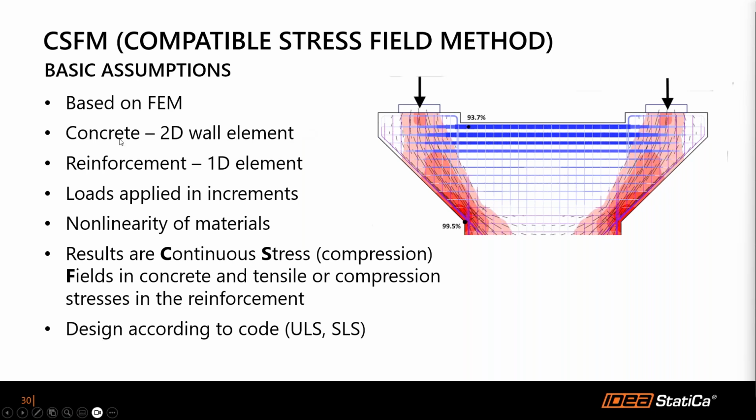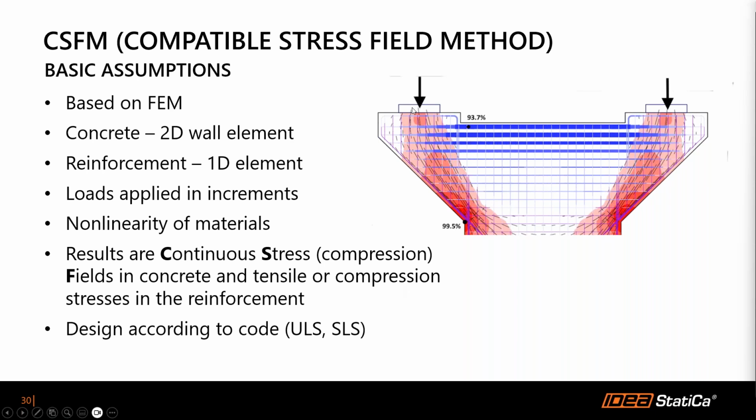In the 2D space, the concrete is modeled as a 2D wall element. Reinforcement is modeled as a 1D element. They are connected together with a bond element, so they are modeled independently. And loads are applied in increments. Non-linear stress and strain diagrams are used for all the materials, and the results are continuous stress fields in concrete and tensile or compression stresses in reinforcement.